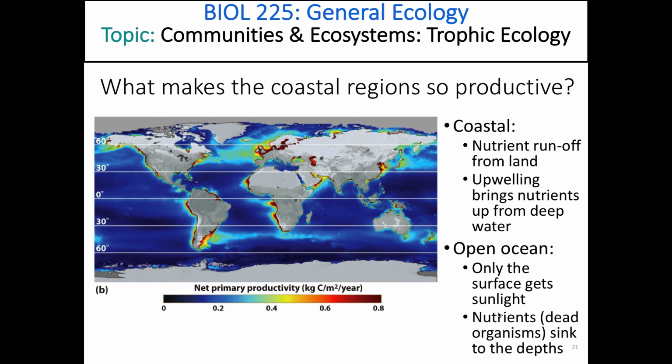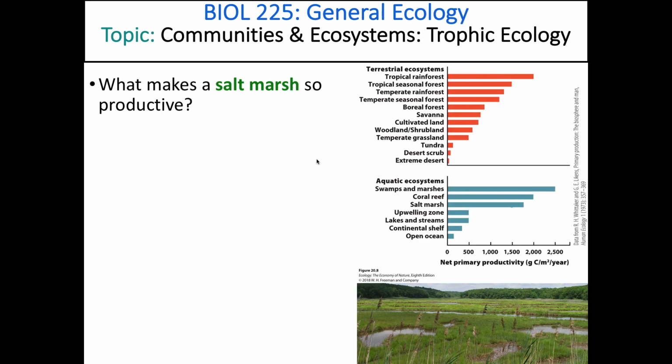And so you end up with what nutrients are available in the form of other dead organisms very quickly sink to the depths and are kind of left there for deep sea organisms to consume or for upwelling to bring up near coastal areas.